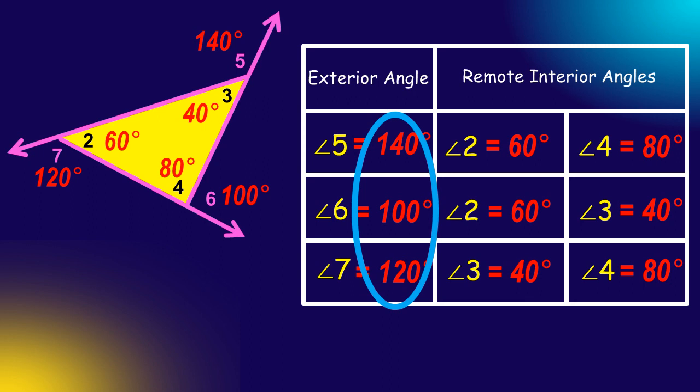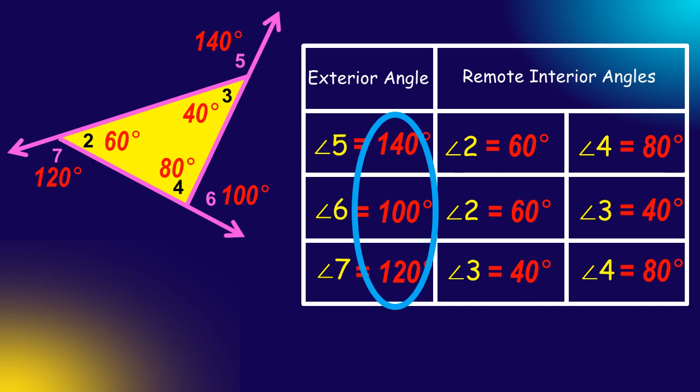Now, let us focus our attention on all of the measurements of the exterior angles. Look, the exterior angles measure 140 degrees, 100 degrees, and 120 degrees. What do you think is the sum of it? Okay, very good. 360 degrees, or 1 revolution.